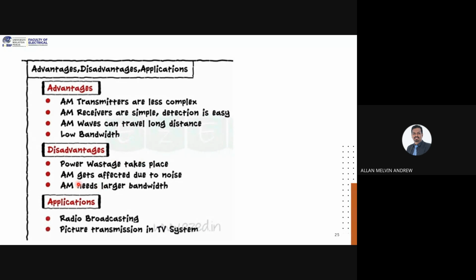So AM gets affected due to noise. So we have known, when there are smaller distortions or changes in the signal, the overall message that will be delivered will be changed. Okay, so as I say, let's say you are sending A. Because of distortion, it becomes AA. Then there will be addition of a minus in the signal that will be delivered.